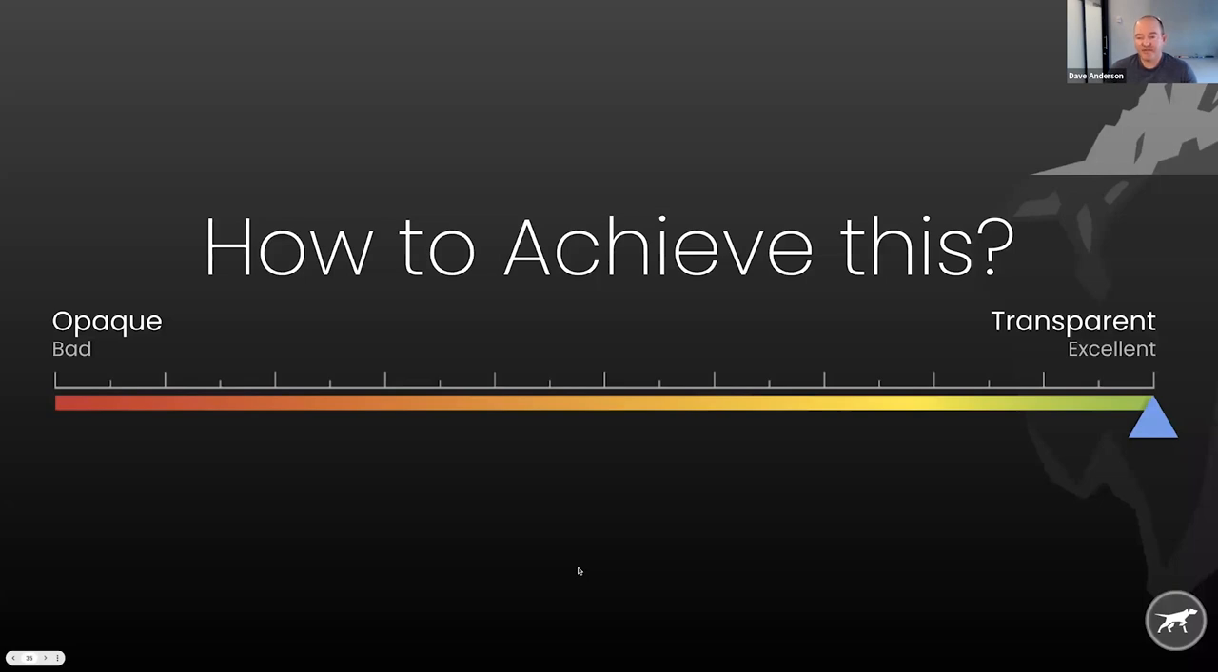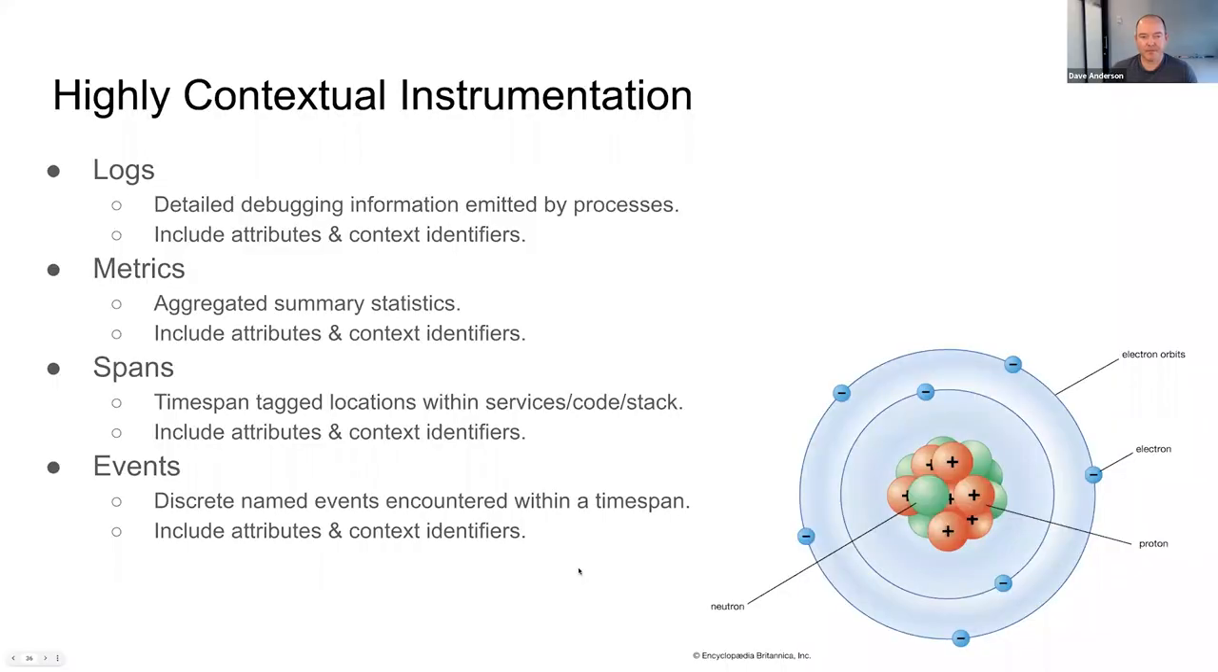So how do we achieve the excellent side of observability, making our systems and applications as transparent as possible? When you read about observability or the traditional pillars of monitoring, you'll read about metrics, traces, and logs. We like to think of them as four different constituent elements of observability, which we define as logs, metrics, spans, and events.